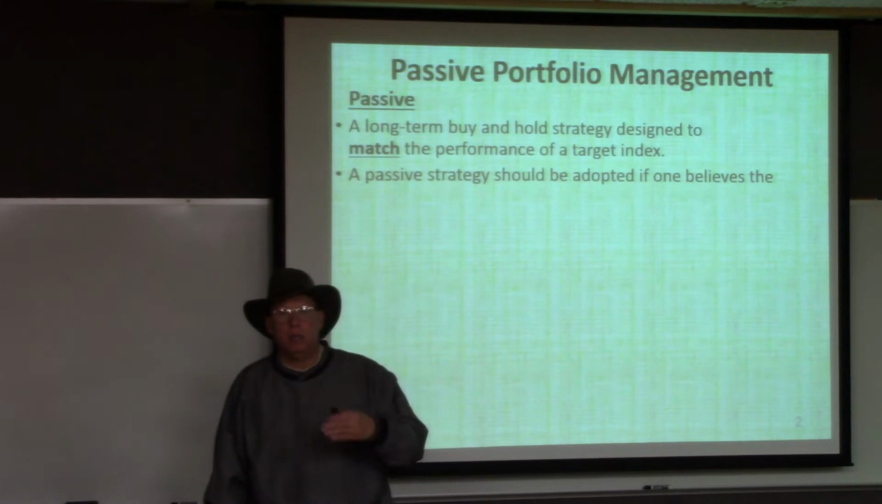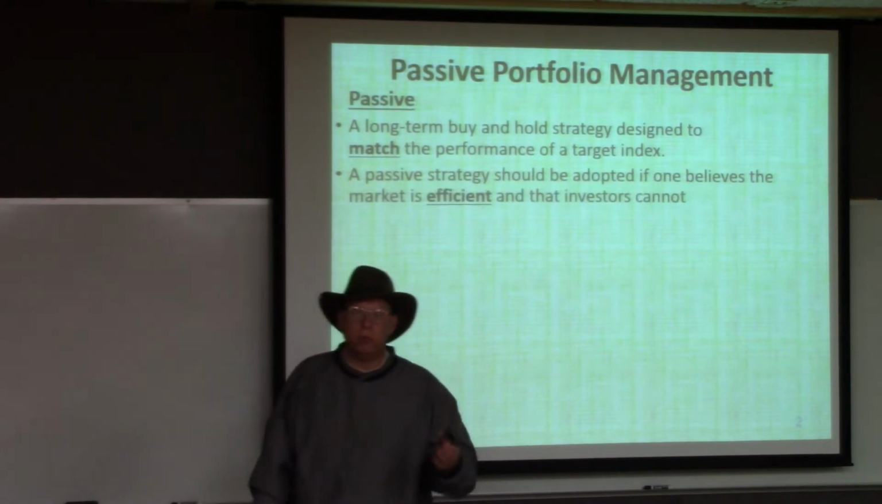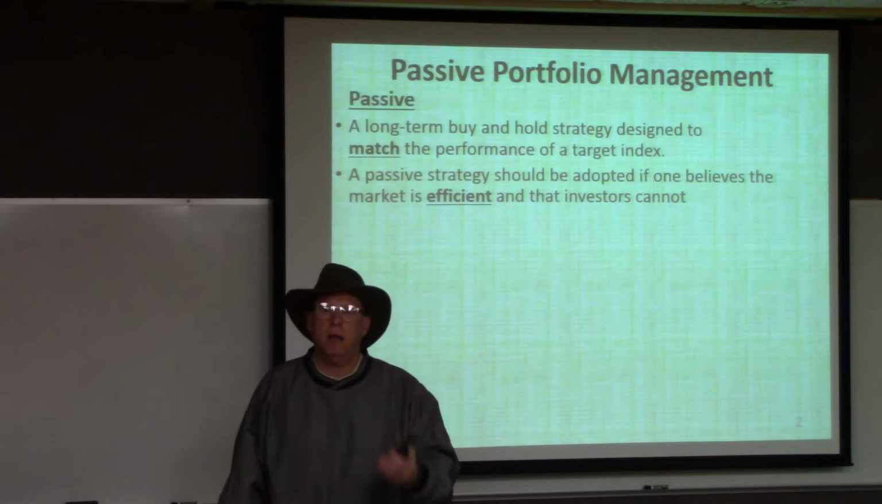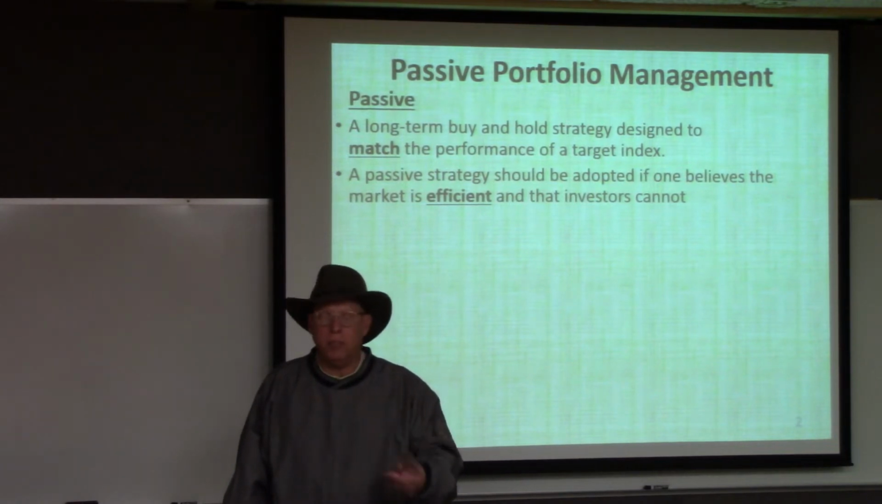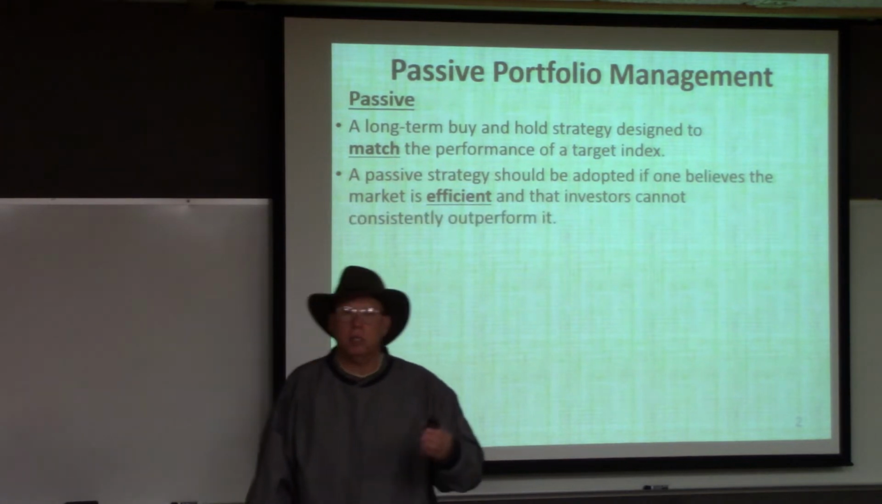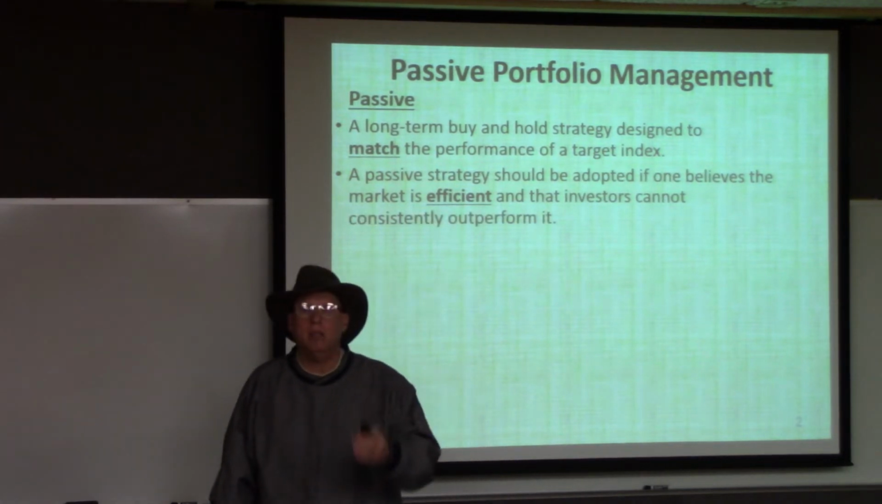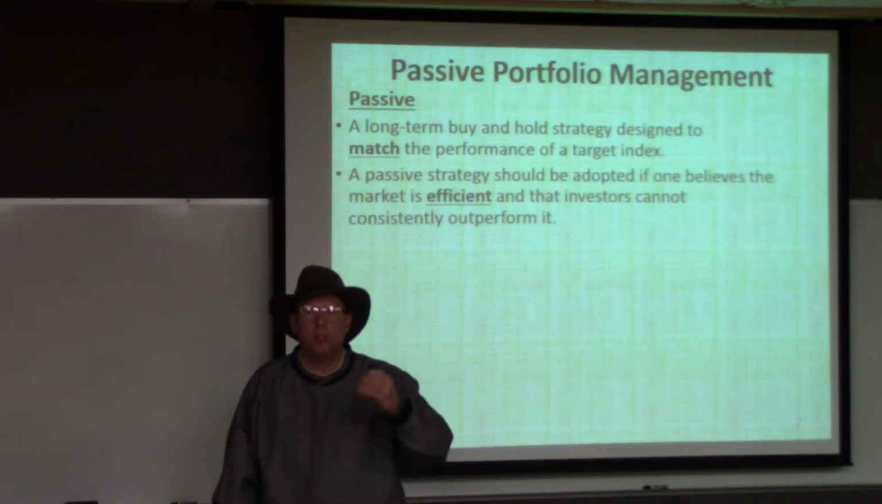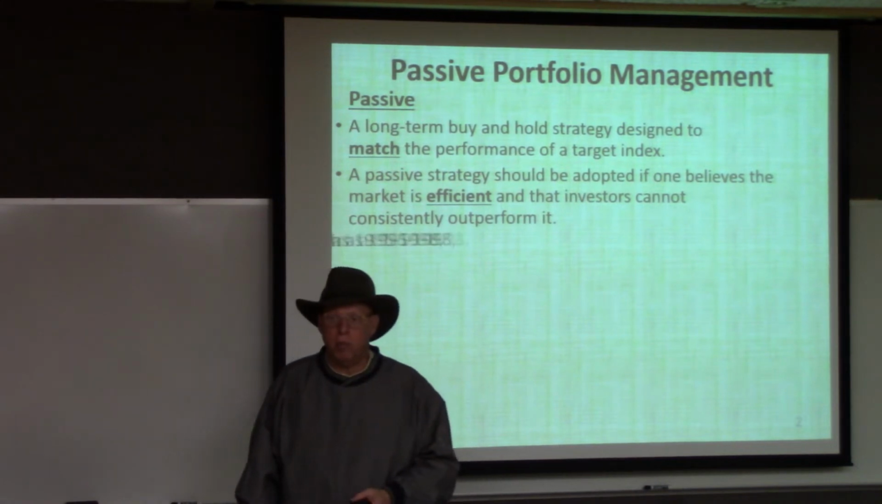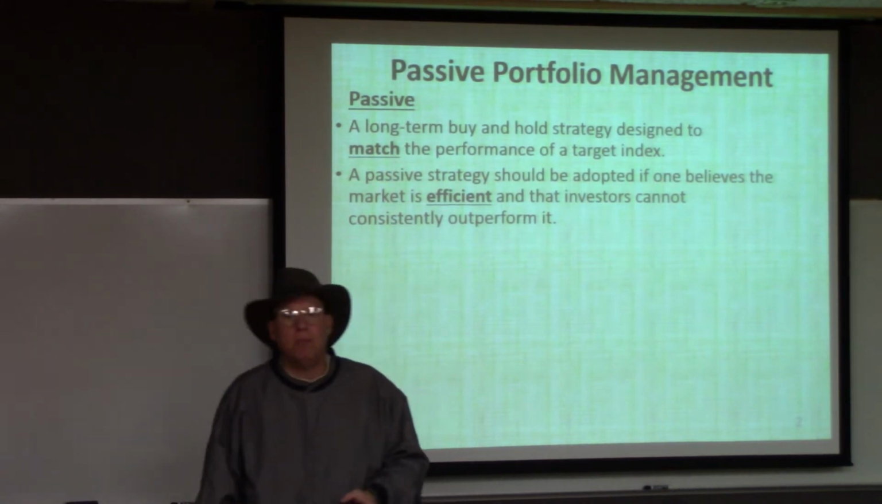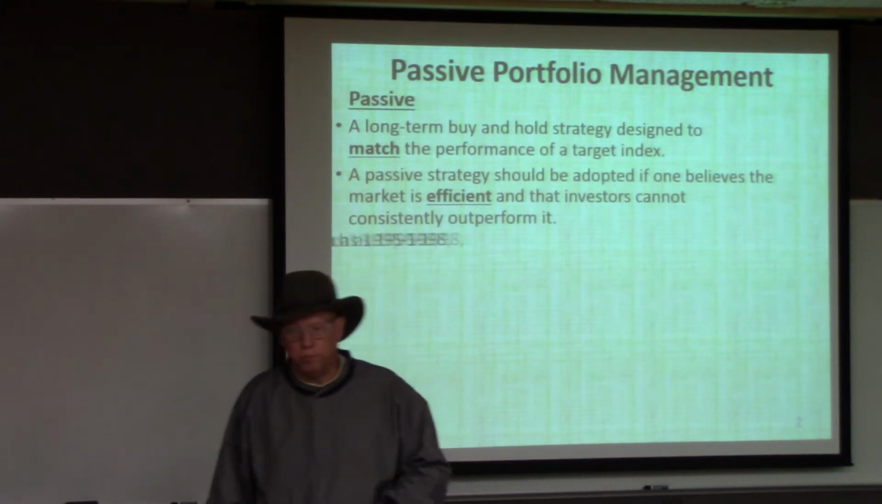A passive strategy should be adopted if a person believes the market is efficient. And I believe that for the most part the market is efficient. And the market being efficient means that investors cannot consistently outperform the market. And that is what happens. Investors do not consistently outperform the market. I haven't seen one study in my 37 years of being in the investment business that shows me that any investor can consistently beat the market, and particularly beat it on a risk-adjusted basis.